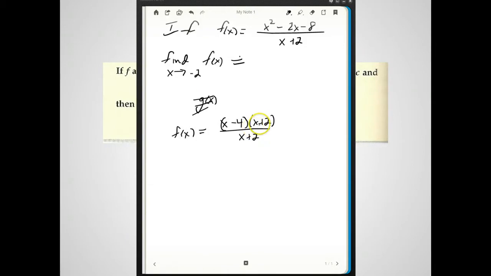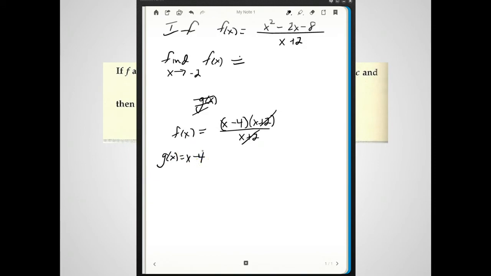Although with polynomial functions we can find limits by plugging the value in, we're going to actually make believe that we're not at negative 2, because we're not. We're getting close to negative 2, but we're not there. So if we're not at negative 2, then these two values are not equal to 0, and they're a common factor, and we can rewrite the function f as now g of x equals x minus 4.